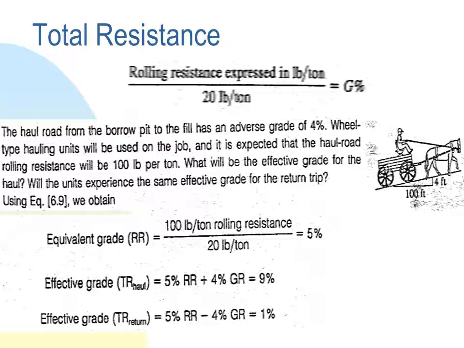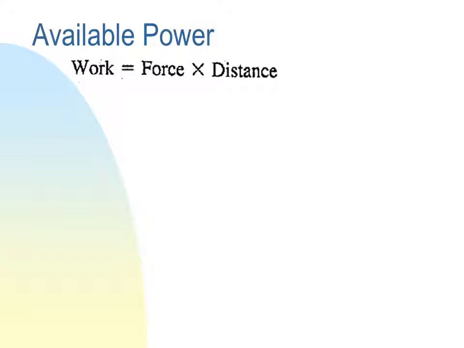So the effective grade uphill will be the 5% plus the 4% grade because it's acting against the weight. So this is 9%. While the effective grade downhill is 5% minus 4%. So this will be 1%. So let's move on to the available power, what your motor could exert.